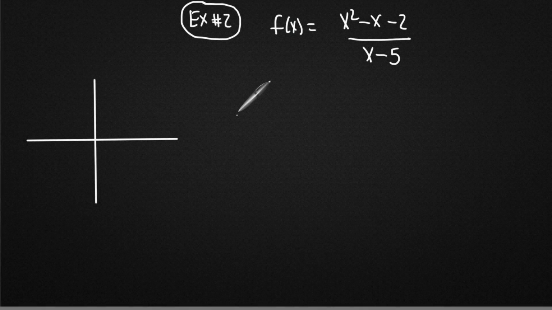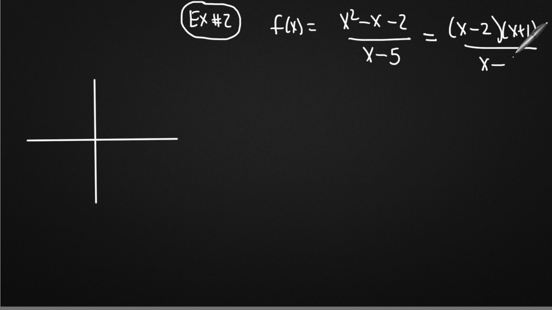All right, now that we've seen this done a few times, we should be pretty good at it. We're going to find our 4 special elements of this graph. So we're going to factor the top into x minus 2, x plus 1. And after you do a few of these, you'll be really good at it. So we're going to find the vertical asymptote. That's going to be from setting the bottom equal to 0, so x equals 5.